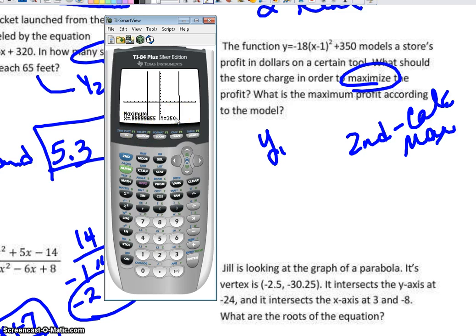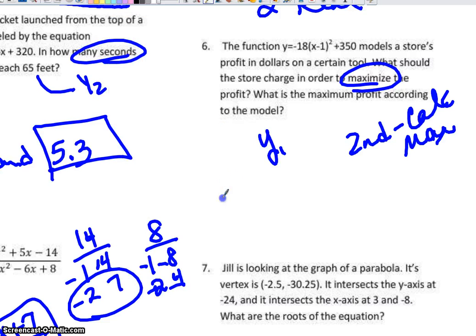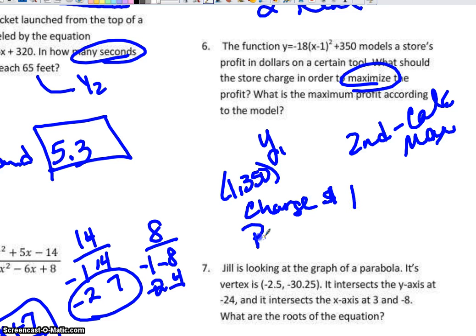And you have 1, 350. Okay, so your solution is actually a point, (1, 350). You got to answer both parts of the question. What should they charge? That's going to be your x value, $1. What will the profit be? That's your y value, $350.